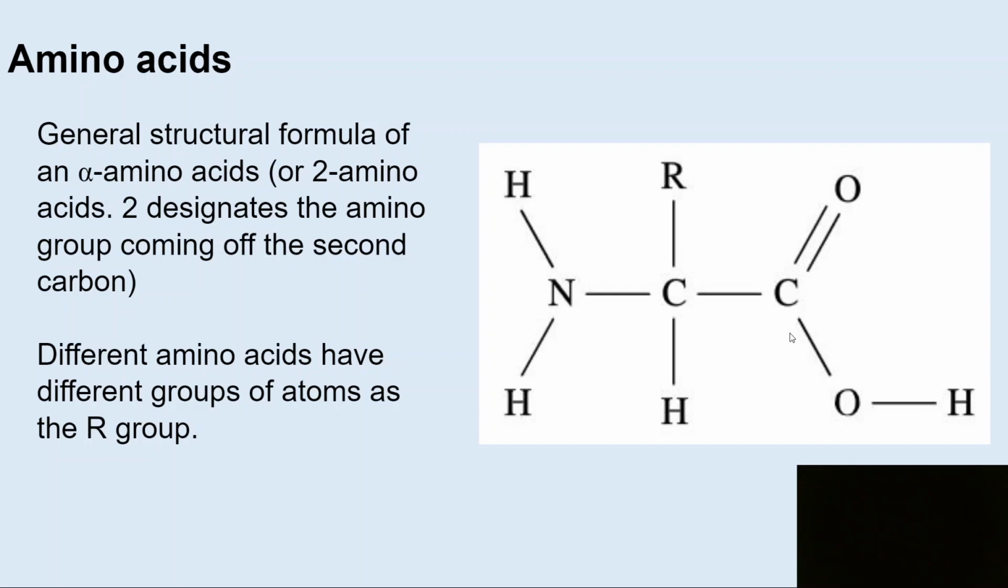So we're not looking at 3-amino acids, right? We can get other amino acids that are longer, but we're only looking at 2-amino acids in this course. Different amino acids have different groups of atoms in the R group. Amino coming off the second carbon. Like with our nomenclature and naming structure, carboxyl has the first priority, and amino is coming off the second carbon: 2-amino.